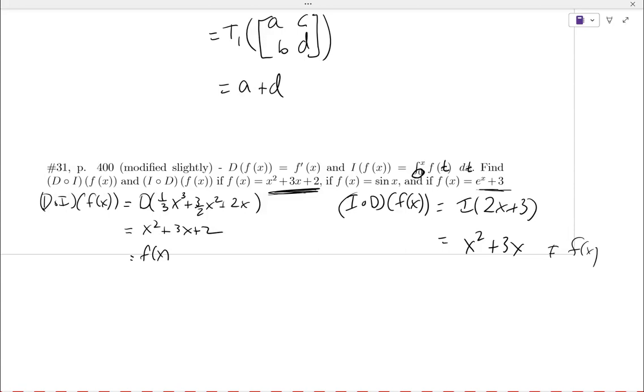Anyway, any questions on doing the composition at all? We're going to come back to it. In particular, we're going to come back to that idea of being able to do composition through matrix multiplication. Did I send this to you already? Yes, you did.